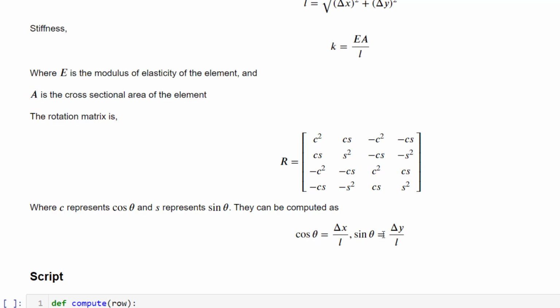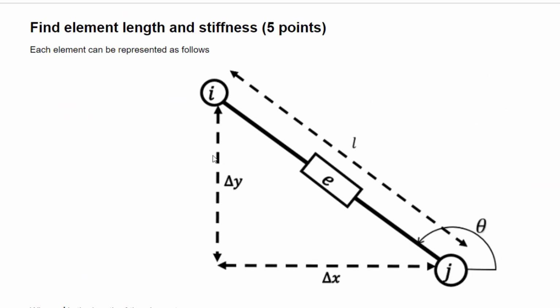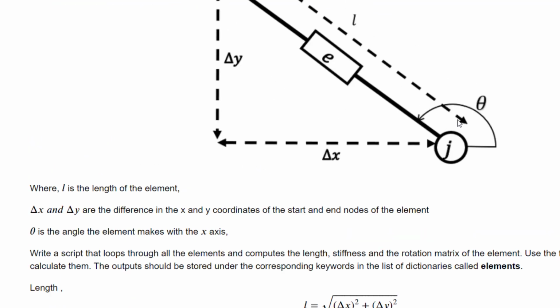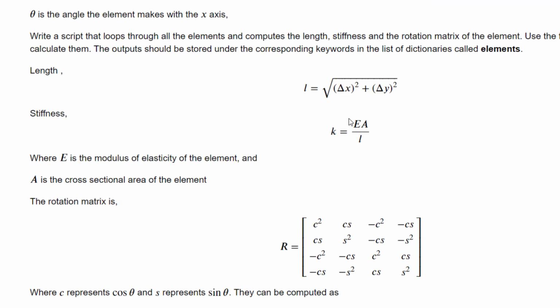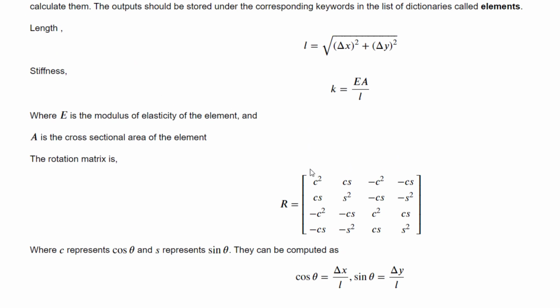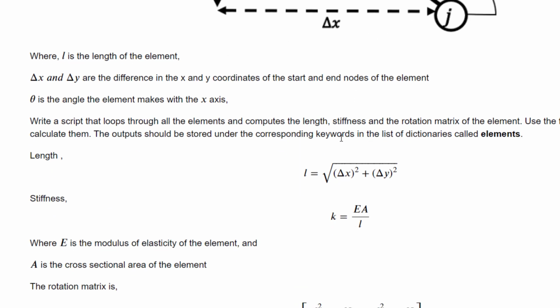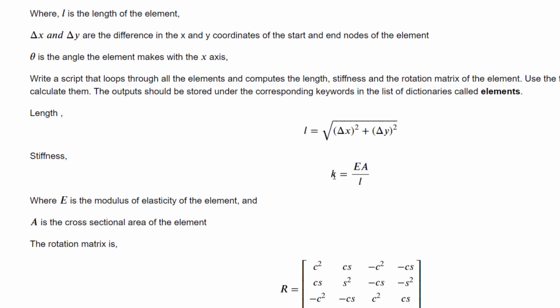You can find cosine and sine directly from delta x and L. Delta x is the difference between the x position of the start and end node, and the same thing for delta y, and L is the length of the element. So you can use all this information to come up with the R matrix. The length for the element is given by this formula, and you also have the formula for the stiffness.